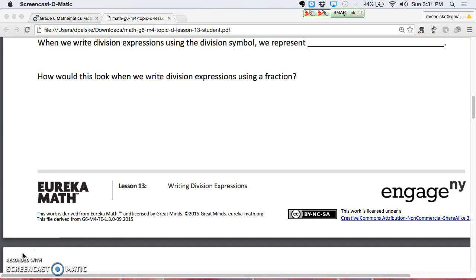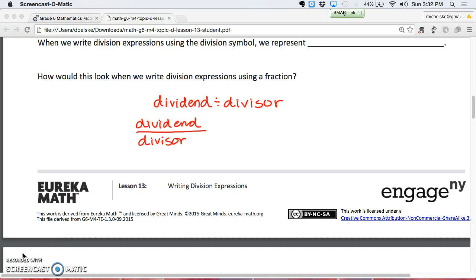So instead of putting letters or numbers or anything in here, I'm going to think of the words. We've got dividend divided by divisor is our typical way to write it with the obelus. So if we wanted to write that as a fraction, my dividend goes on top, where the numerator would be, and my divisor goes on the bottom, where the denominator would be. So it's dividend over divisor. All right, let's move on.